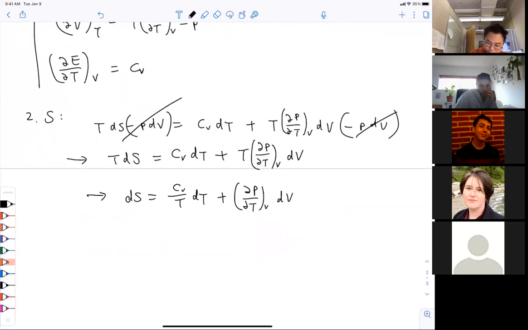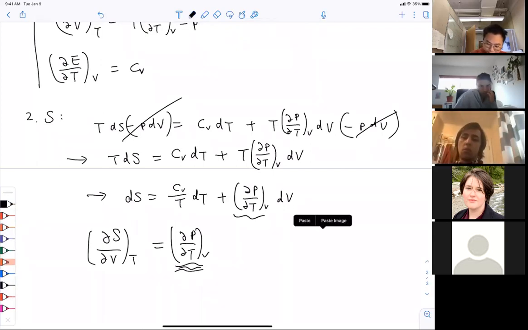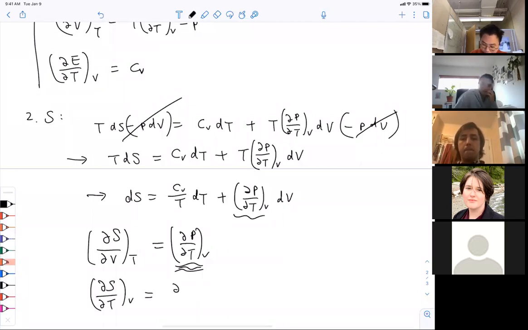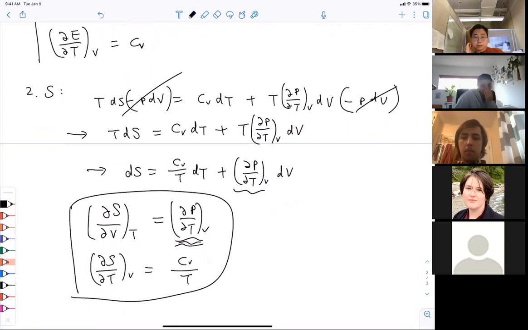One is partial S, partial V, with fixed T equal to partial P, partial T at fixed V. This one can be evaluated if we specify the state equation. And another thing is like this, right? Any question about this part?